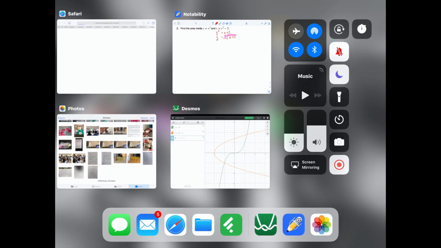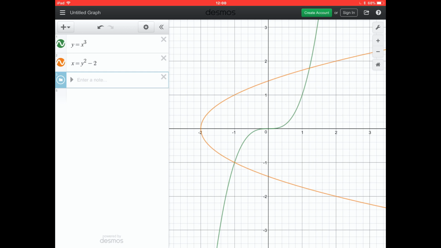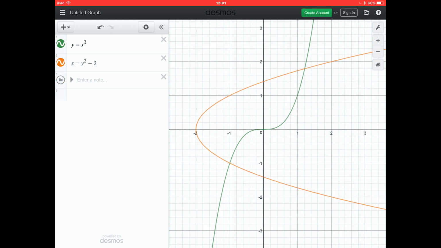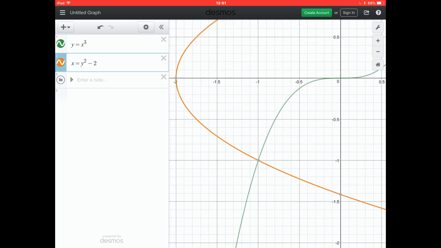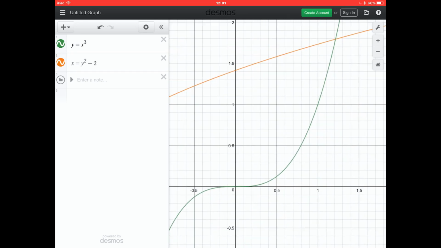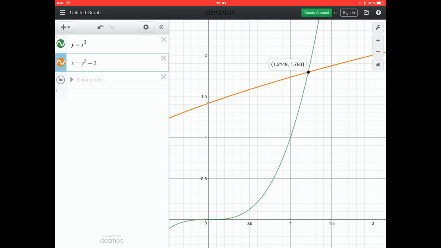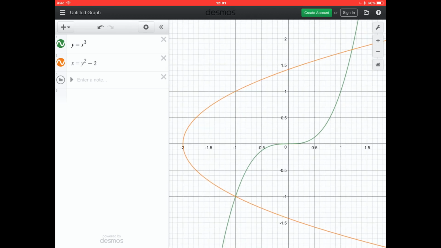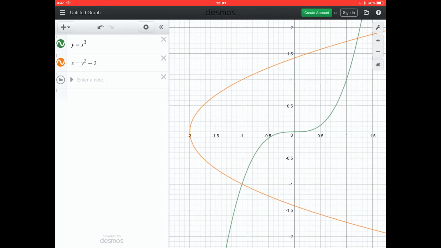Since I have Desmos available to us, I'll just open that up and show you what this region looks like. So you can see here that we have a nice space in front of us defined, and we can find some of the intersection points using the Desmos tools. We have one intersection at (1, -1), and we have another intersection up here at about (1.21, 1.793). So those define the edges of this region.